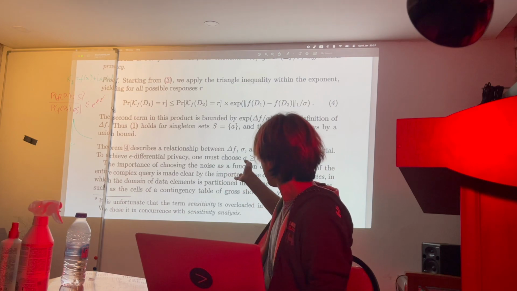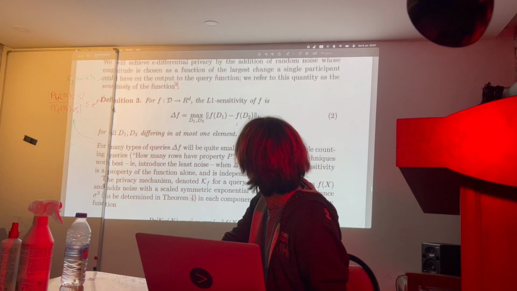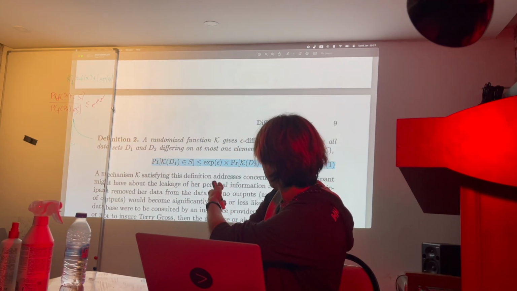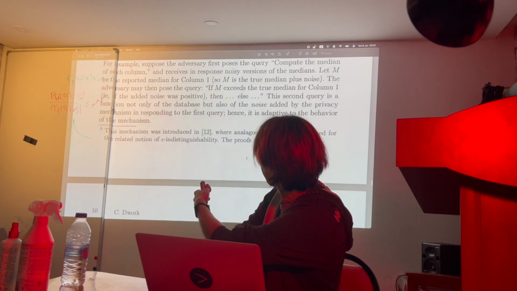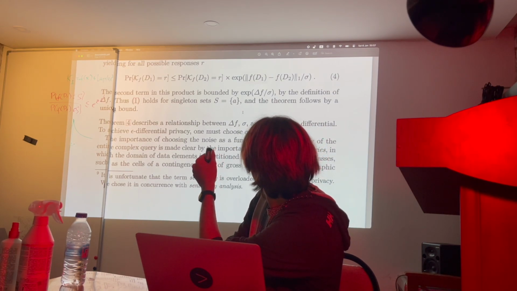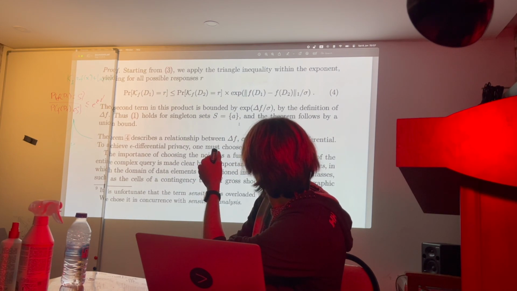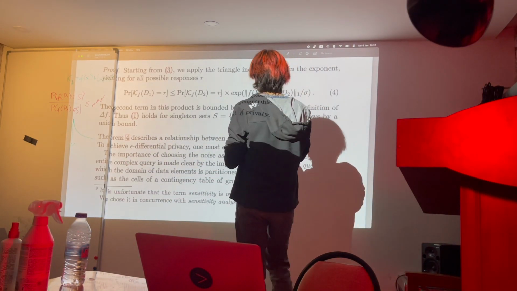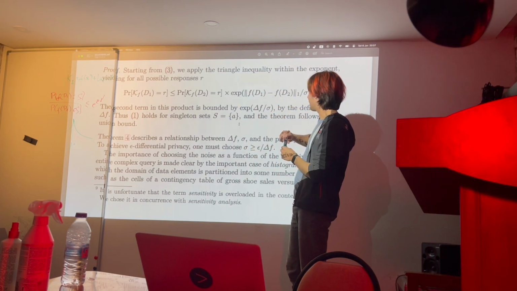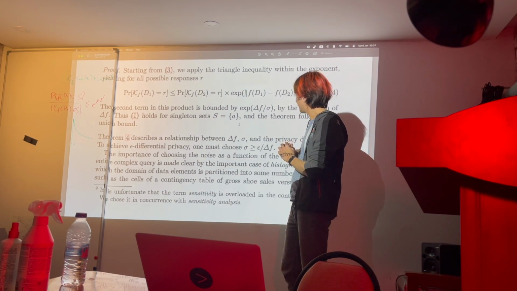We just substituted by definition, as in we took the definition of an epsilon differentially private function and substituted. So we know which sigma we need to achieve epsilon differential privacy.